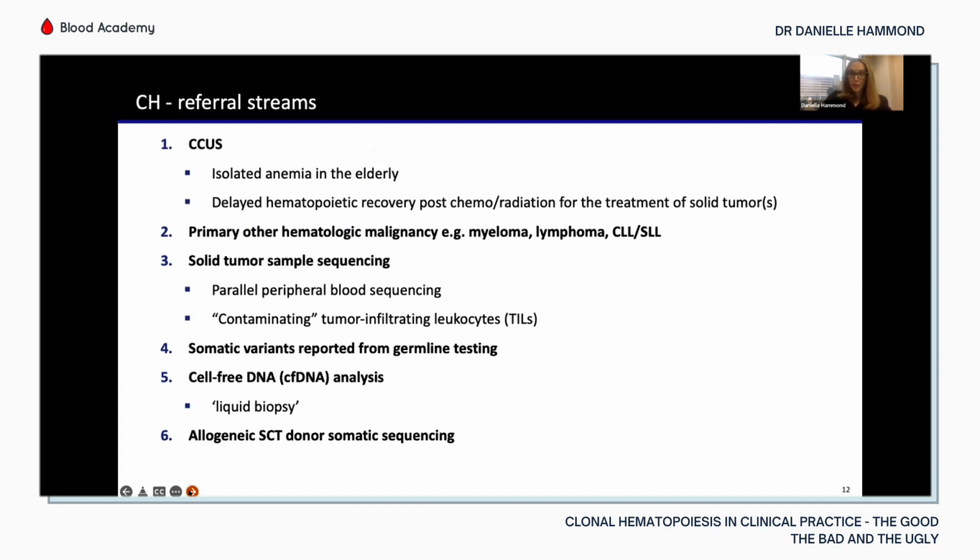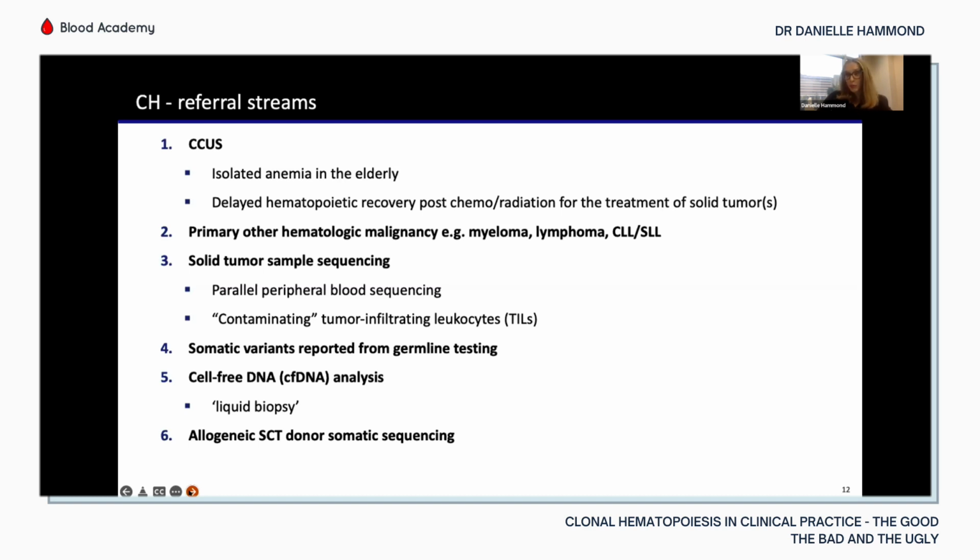So for the general hematologist, probably the most common form of clonal hematopoiesis that you're going to see a referral about is for a CCUS, where you have an isolated cytopenia. Usually it's isolated anemia in an elderly patient, and you proceed with an underlying bone marrow biopsy, and the morphology is insufficient to support a diagnosis of MDS at this time, for example.